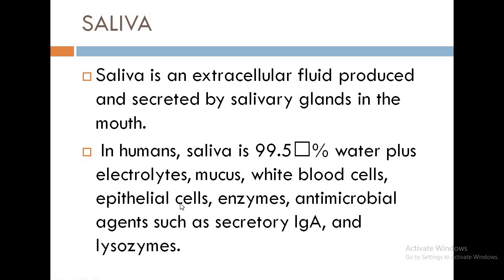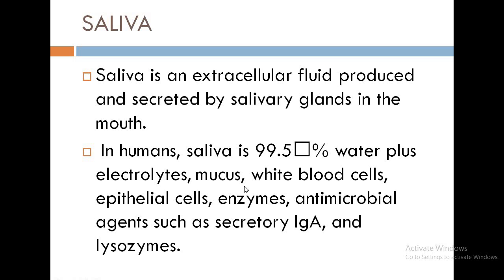Next is saliva. All these three types of salivary gland have a major function, and their function is to secrete saliva. Saliva is an extracellular fluid which is produced and secreted by the salivary gland in our mouth. Saliva contains 99.5% water with some amount of electrolytes, like sodium chloride, and mucus, which is a sticky substance which helps in protection from different types of disease causing factors. It also has WBCs. You know the function of WBC. Then epithelial cells and enzymes.